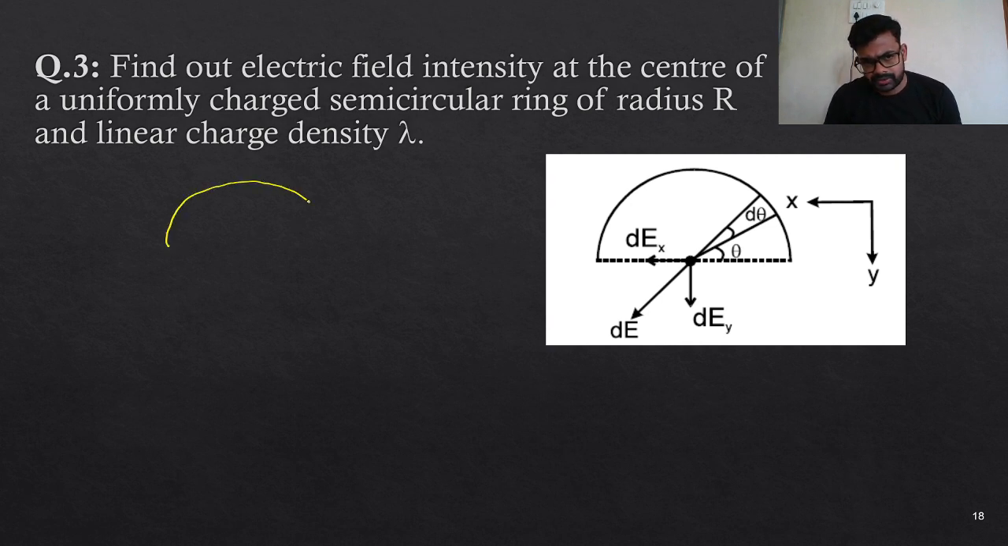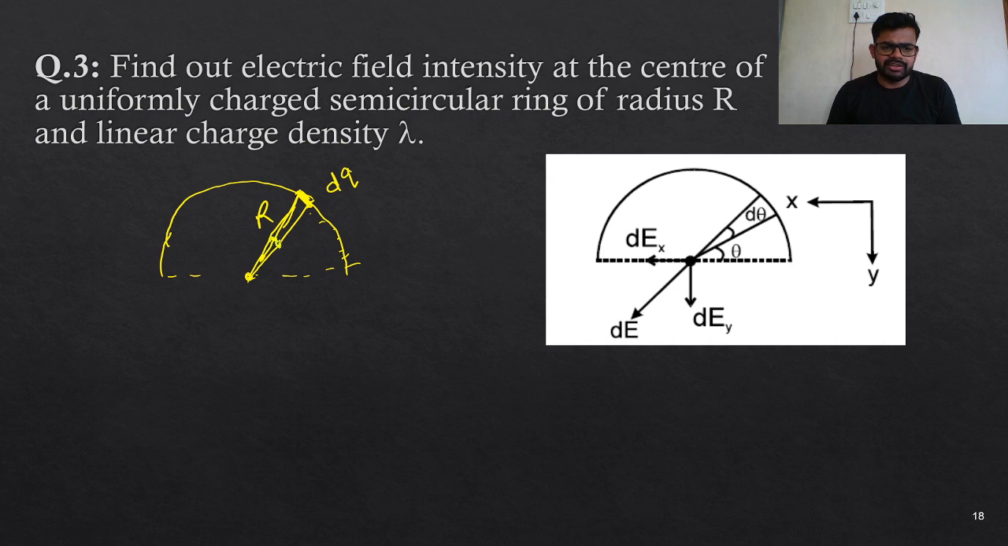Listen. Let's say this is a ring, and this is the center. This ring is formed of small segments, small point charges. So I will consider a small segment that looks like a point charge. Let's say its charge is dq. This is a very small segment, this is radius r, and let's say it is making an angle theta with this direction.